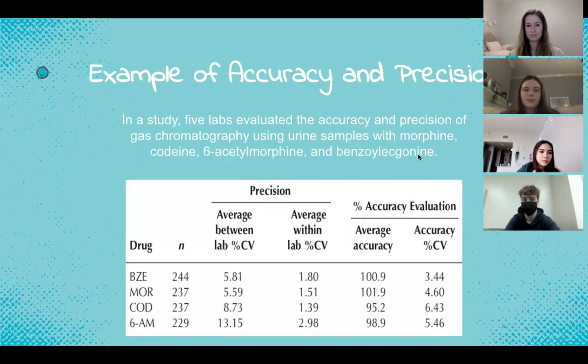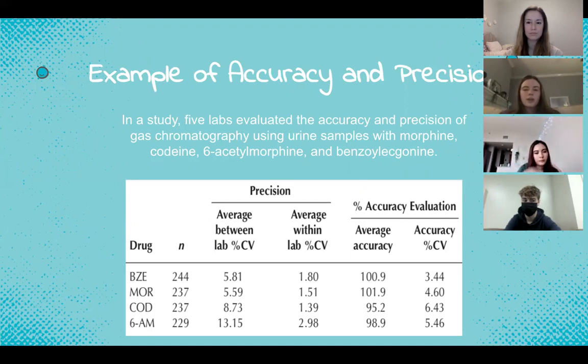For the example of accuracy and precision, I found a study where 5 labs evaluated the accuracy and precision of GC using urine samples with morphine, codeine, 6-acetylmorphine, and benzoylecgonine. You can see that the percent CV is used in the results, and this means the percentage of the mean represented by the standard deviation.